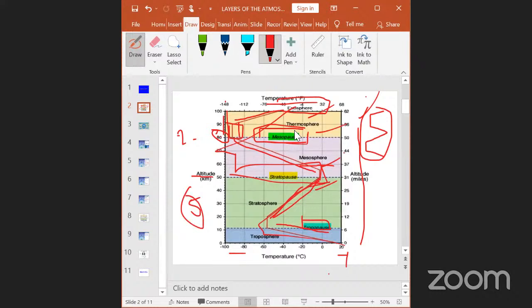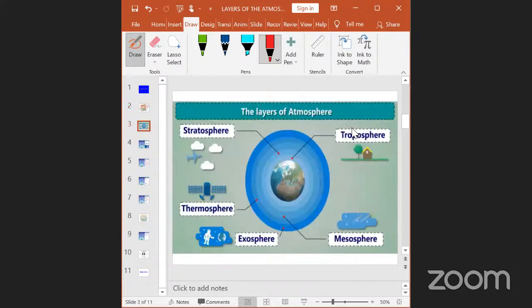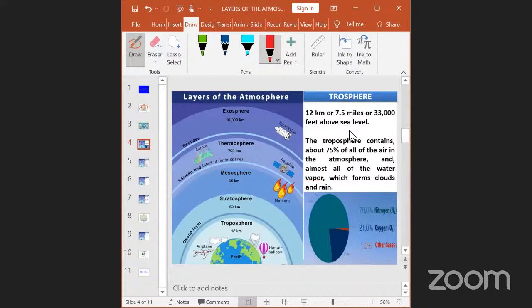right? The atmosphere can be divided into layers based on its temperature moving upward from ground level. These layers are, you see here, troposphere, stratosphere, mesosphere, thermosphere, and lastly exosphere, right? The first one is the troposphere. Tropos means change, right? It is the first layer of the atmosphere. It is also the one where we are living in this layer.